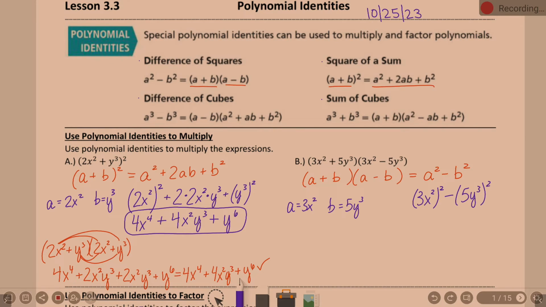Okay, well, what is 3x squared quantity squared? If you don't like that, just ask yourself, what is 3x squared times 3x squared? 9x to the 4th, minus 5y cubed quantity squared, or 5y cubed times 5y cubed, 25y to the 6th. Now, do I need to work this one out via FOIL? No. Okay. Some of them are easier than others.